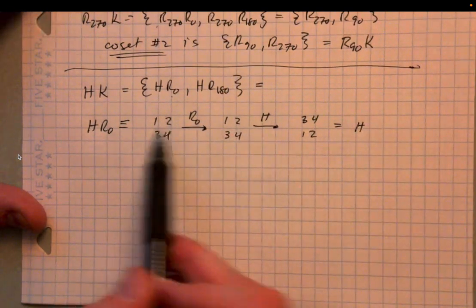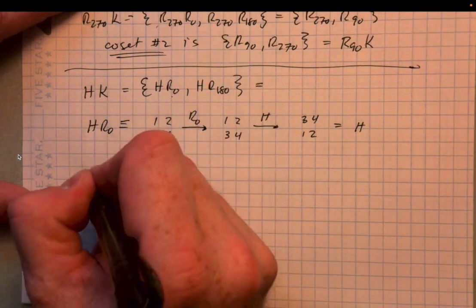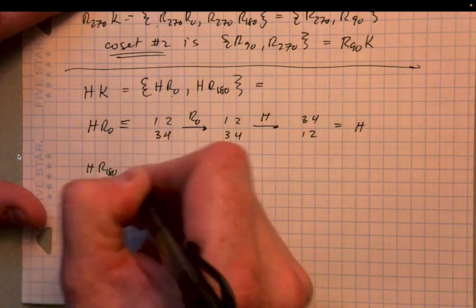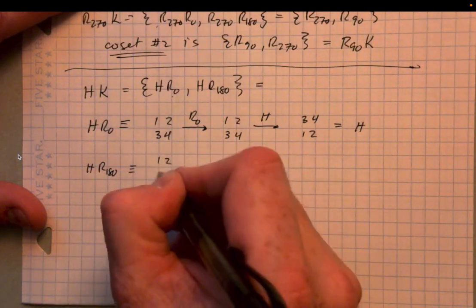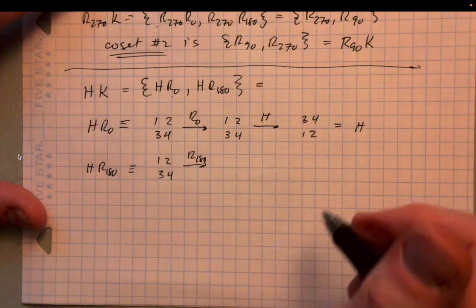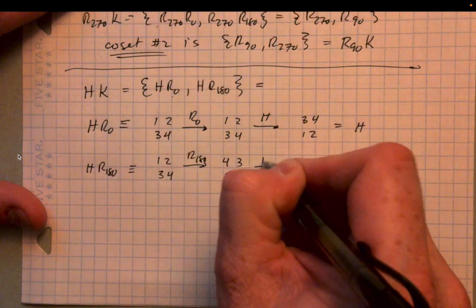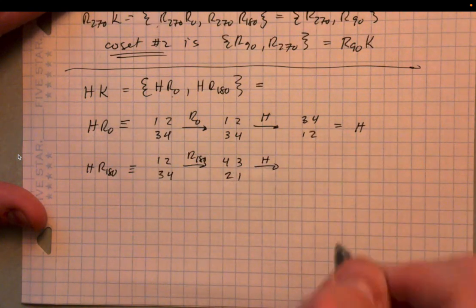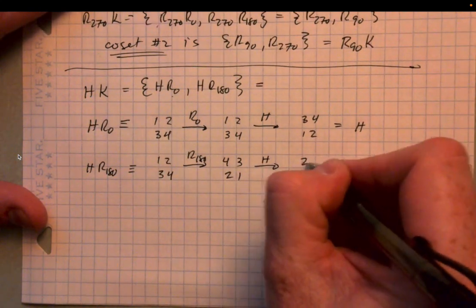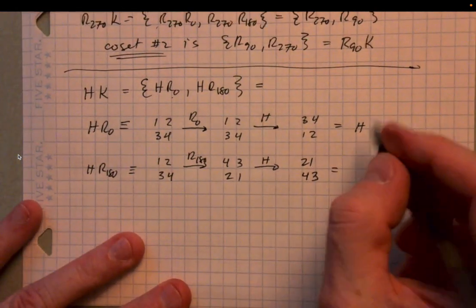That's just the same as doing a horizontal flip. What about HR180? Again, 1, 2, 3, 4. Let's do an R180 on that, and I get 4, 3, 2, 1. Then let's do an H on that, and when I do that, I get 2, 1, 4, 3. And that's equal to V.